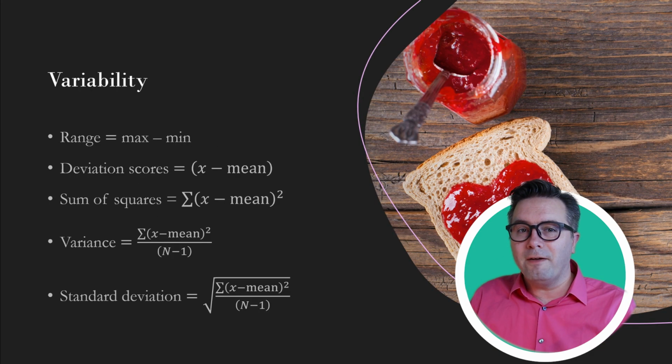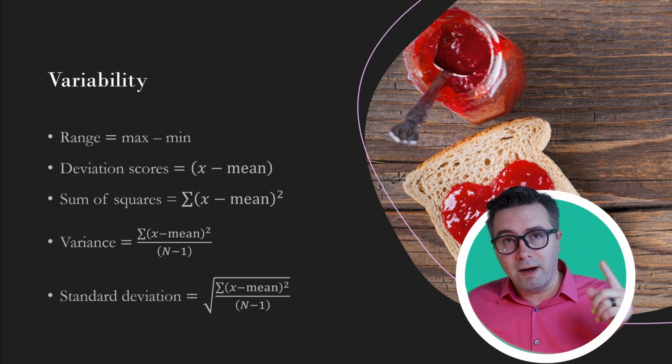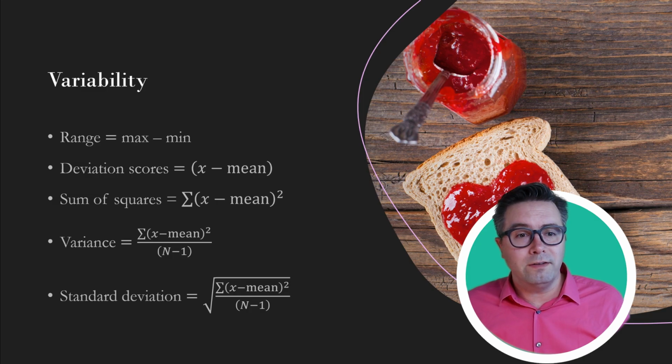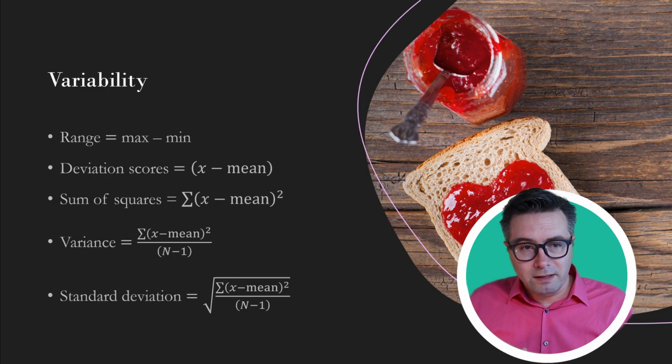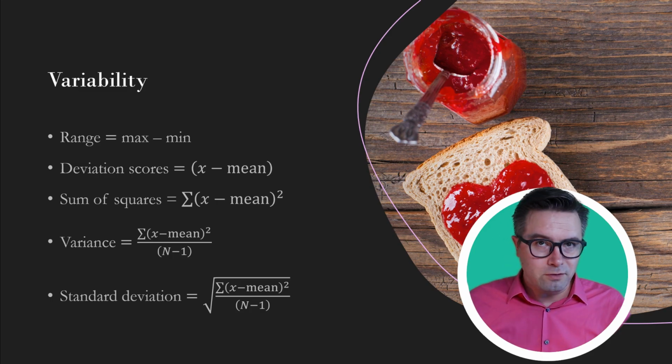Okay. Variability. Variability is when we're thinking about the spread of the data, right? One thing is range, which is the highest value minus the lowest value. We also have the deviation score, which is a value minus the mean. We have the sum of squares, which is the sum of the squared deviation scores. And the variance is that divided by the amount of things that we're looking at minus 1. And we have standard deviation, which is the square root of that.